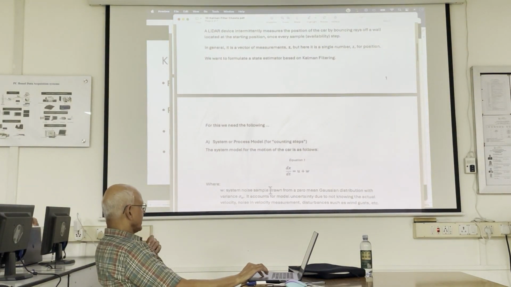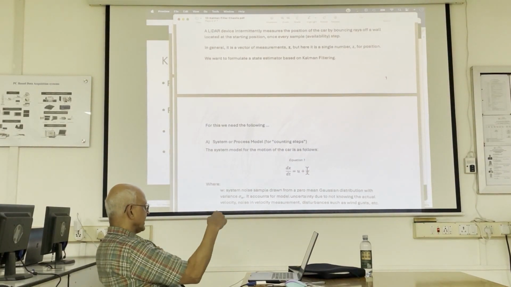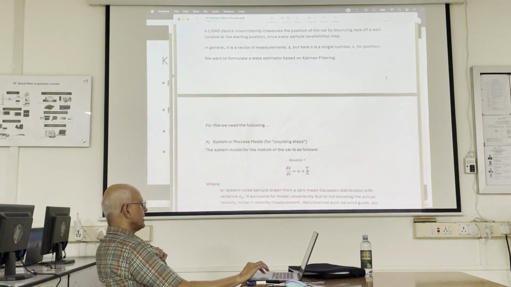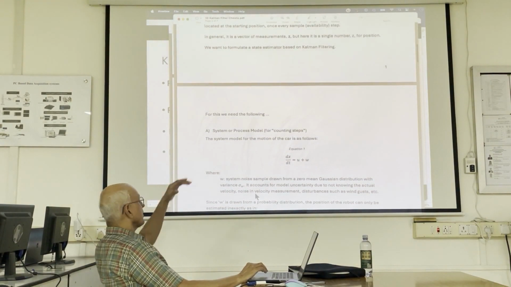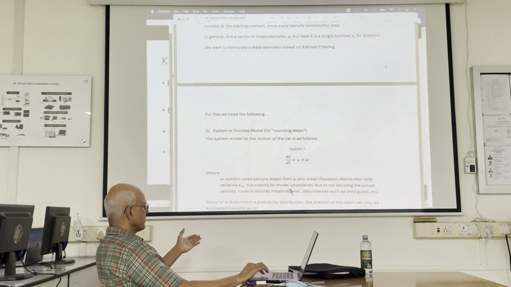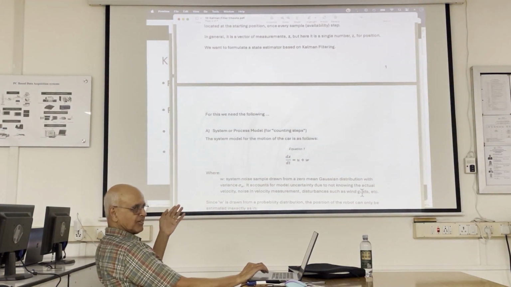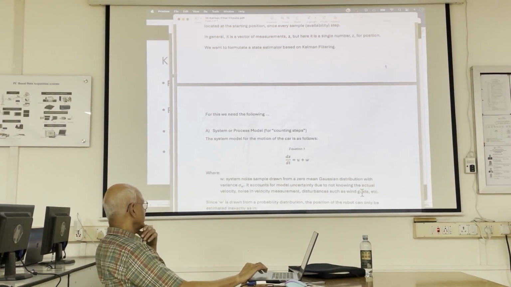So the system noise, for example, is drawn from a zero-mean Gaussian distribution. Drawn from, this is a sample. This is not a precise number. Next time you call it again, it's going to give you a different number from this distribution. It accounts for model uncertainty due to not knowing the actual velocity, noise in the velocity measurement, disturbances such as wind gusts, all of those factors and maybe more that we're not thinking of.